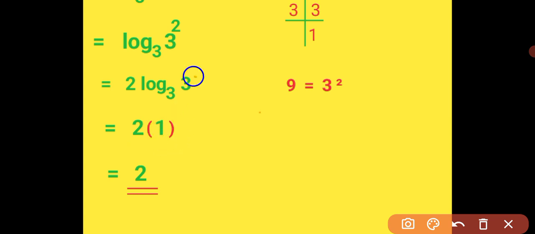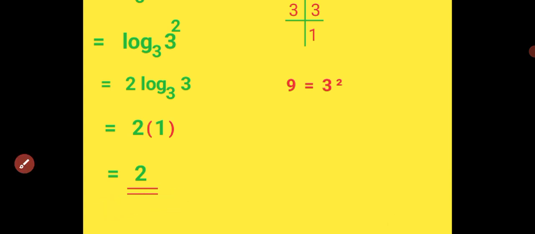Because log to base 3 of 3 is the same as 1. Since the base is the same as the number in front, we get 1. So now we can open this bracket by multiplying 2 by 1. 2 times 1 we get 2, as indicated below here. So our answer is going to be 2. That is for part B.